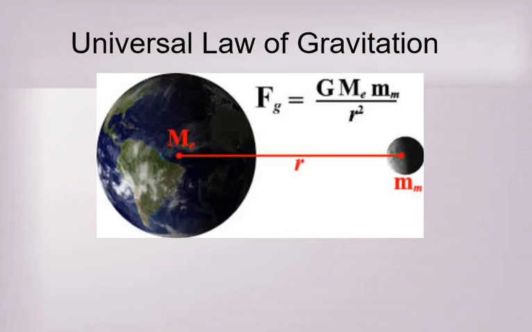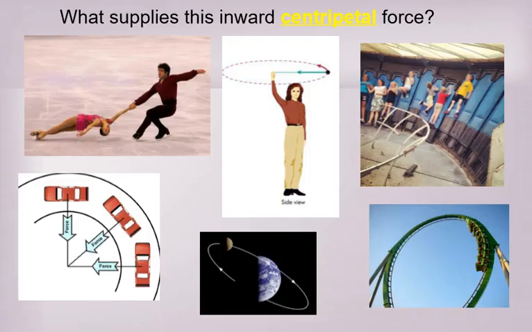This lesson is on the universal law of gravitation. The reason it is being taught here is because when we first looked at examples of centripetal force, one of the examples was that of orbit. Here I have the moon going around the Earth, and we said, what provides that inward centripetal force? Well, it's the force due to gravity.